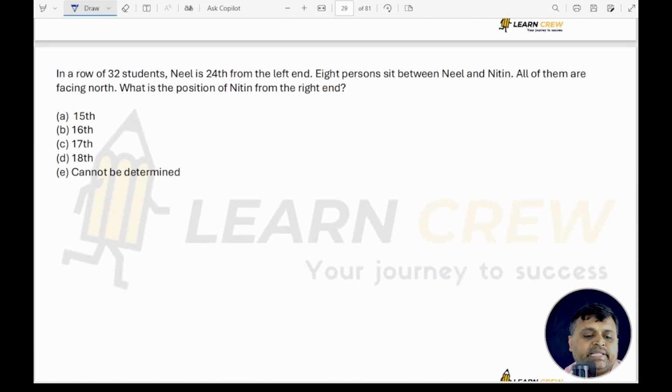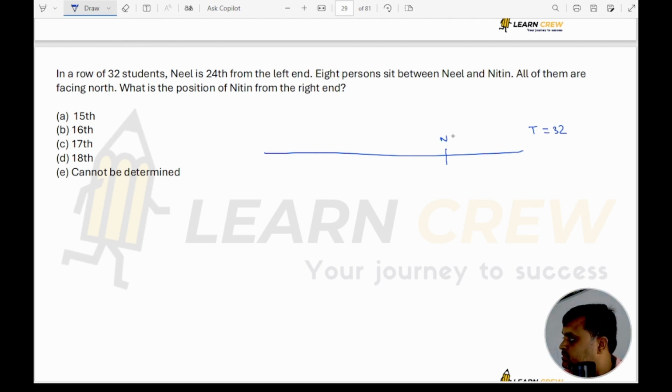Next, in a row of 32 students, Neil is 24th from the left end. 8 persons sit between Nitin and Neil. All of them are facing south. What is the position of Nitin from the right end? See here what is given. There are in total 32 students, and Neil is 24th.